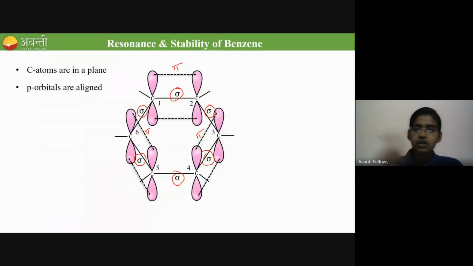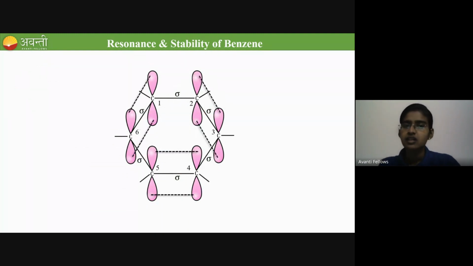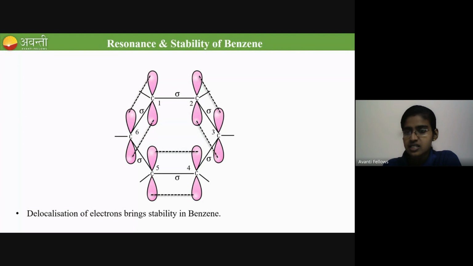Now these pi electrons are delocalized. So here in the structure you see, they are overlapping between carbon 1 and 2, between 3 and 4, and between 5 and 6. Now in the other structure, it is between 2, 3, 4, 5 and 6, 1. So they are resonating. What is meant by resonance? Resonance is delocalization of electrons, right? If the electron is getting delocalized in the compound, then that delocalization brings stability to the compound. If a compound contains more resonance structures, then we can say that the compound is more stable in nature. So the delocalization of electrons brings the stability in benzene. There are two resonance structures possible for benzene. One is the previous structure which I have shown you, and this is the second structure.